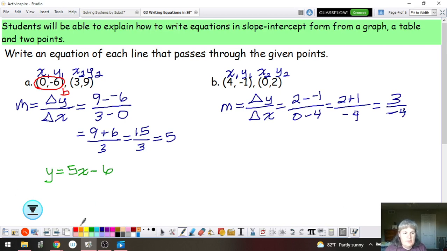And I need to identify the point that would be the x-intercept. That means the 2 would be the b value. And we have y equals negative 3/4 x plus, because the b value is positive, 2.